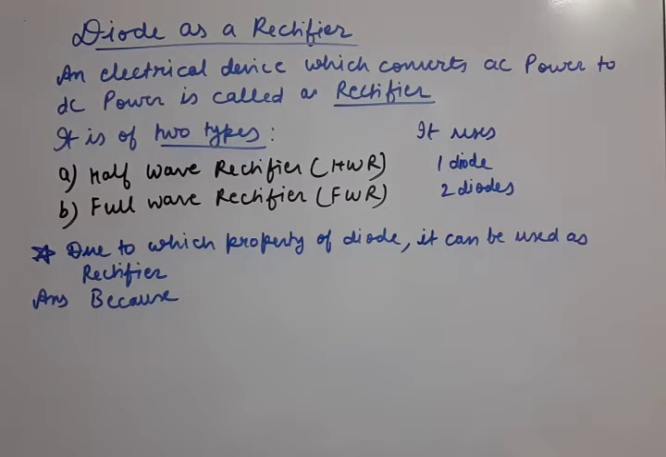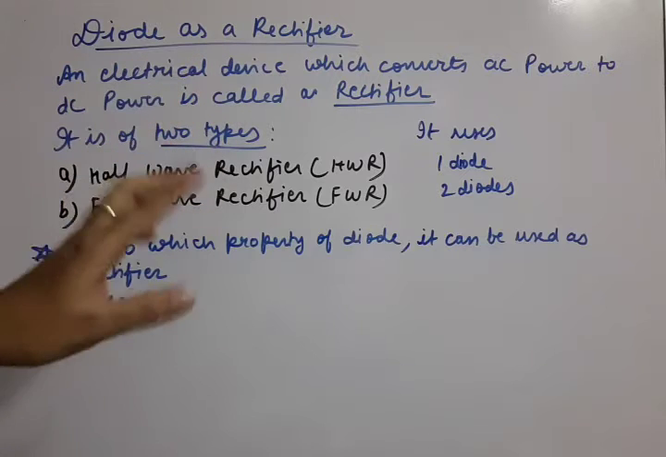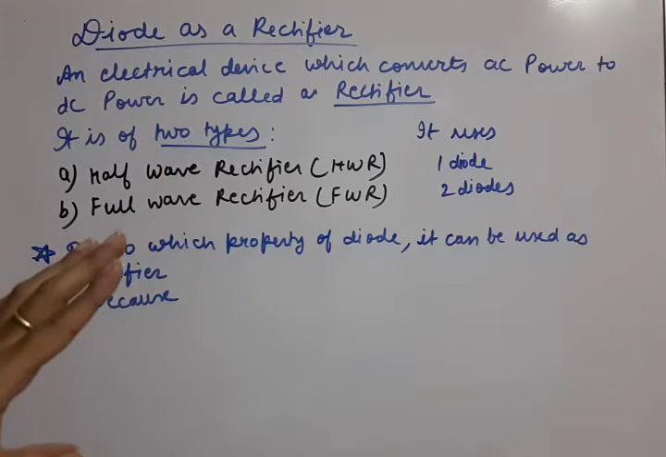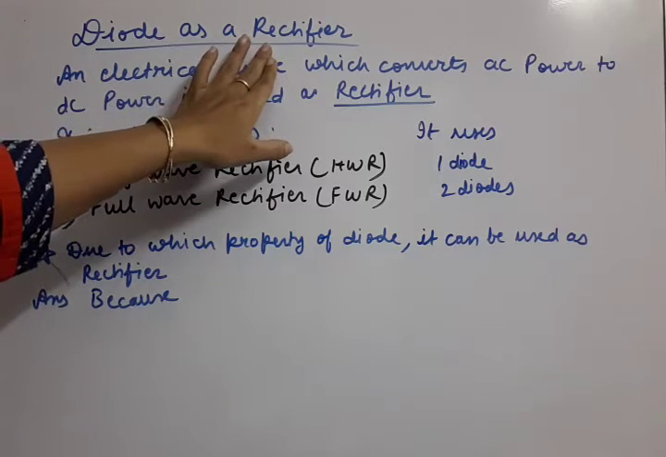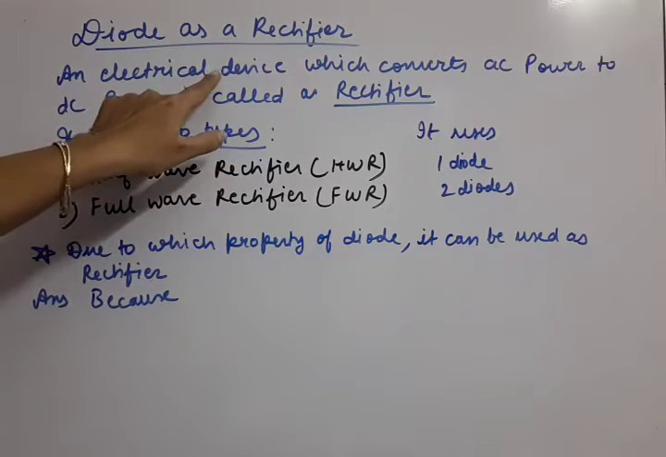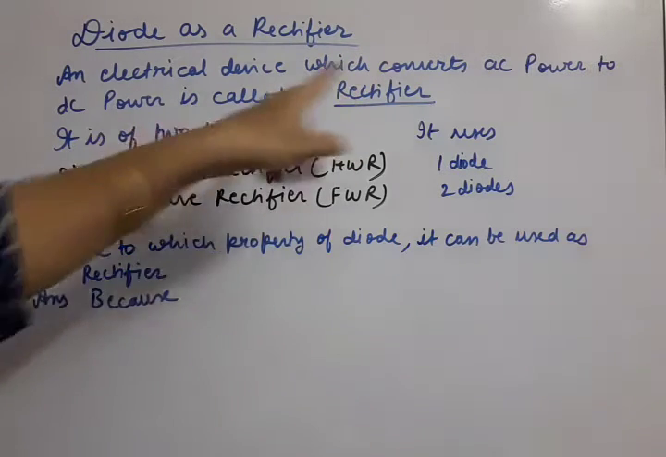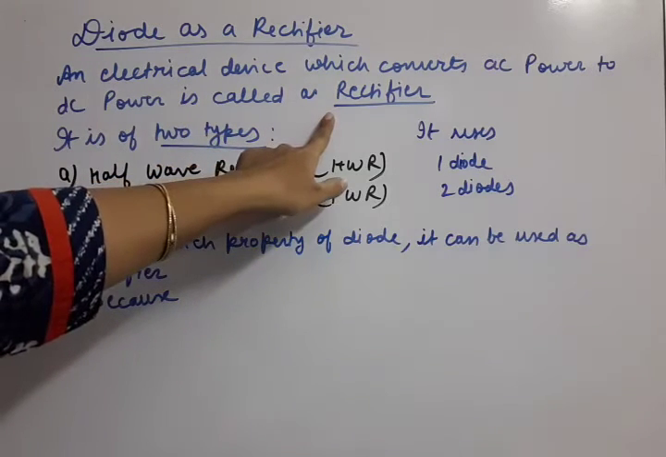Hello students. Today we will understand the diode as a rectifier. We have understood the biasing of the diode, that means the PN junction diode, and now the rectifier is one of its important uses. Let us understand what a rectifier is. A rectifier means an electrical device which converts AC to DC, AC power to DC power. That is called the rectifier.